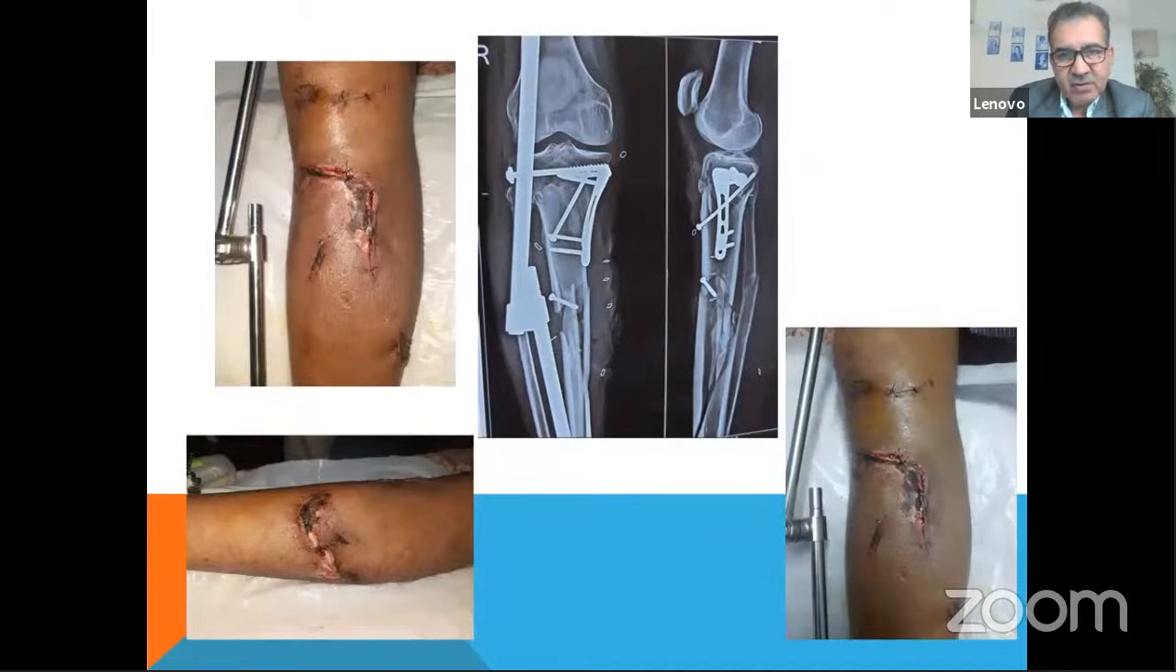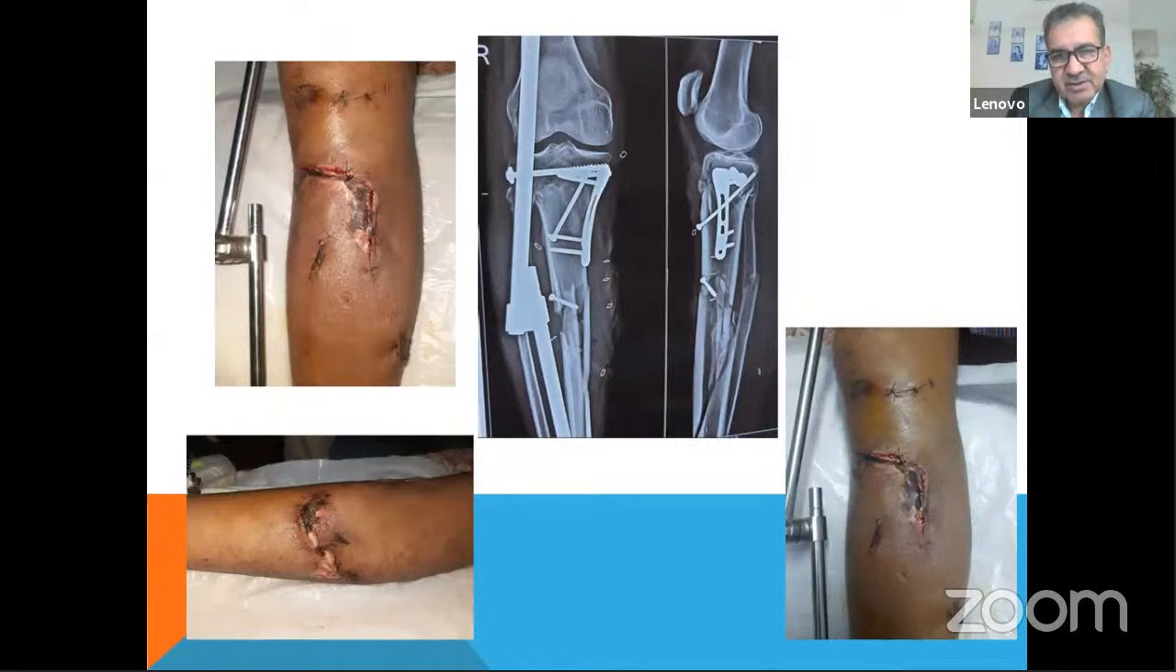So this is how the situation is at 3 weeks. The proximal part has been fixed well. You can see both the angles, the medial plateau tibial angle and the posterior slope. And then you have this, and this is the wound.